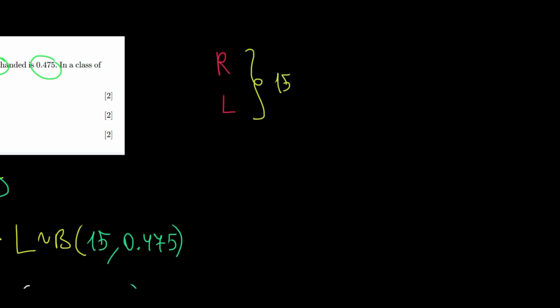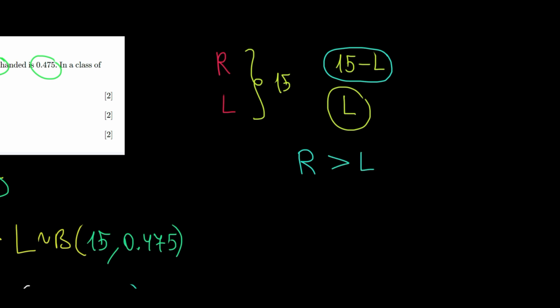As you can imagine, since we work with left-handed students already, I need to find how many right-handed students there are relative to 15 and L. Well, since I have L, the number of left-handed students, right-handed students must be the difference, 15 minus L. That's logical. So I have 15 minus L representing my right-handed students. I want to know the probability of having the amount of right-handed students greater than the number of left-handed students. Okay, no problem. We write it like that.